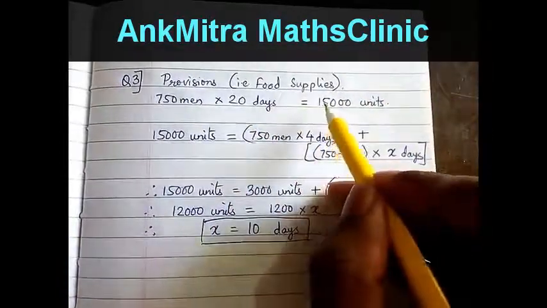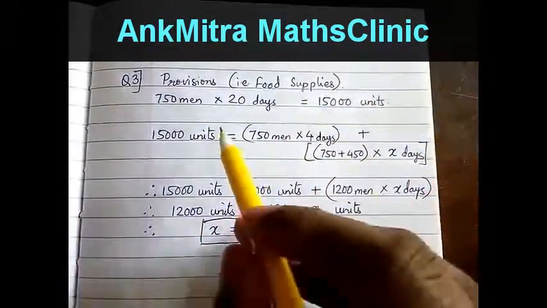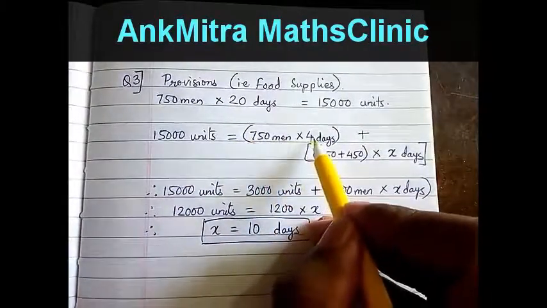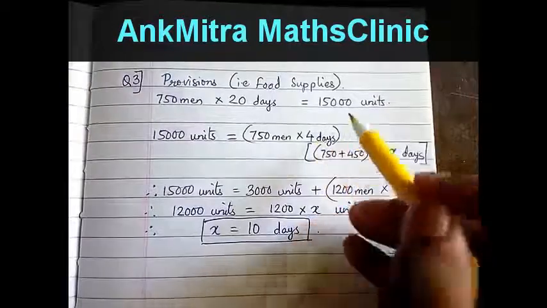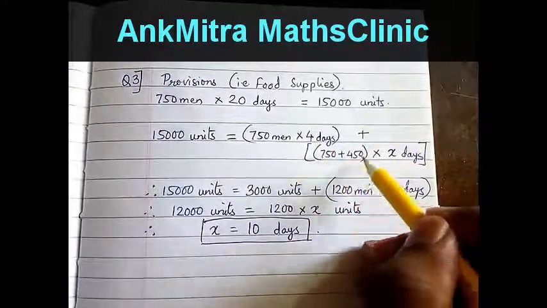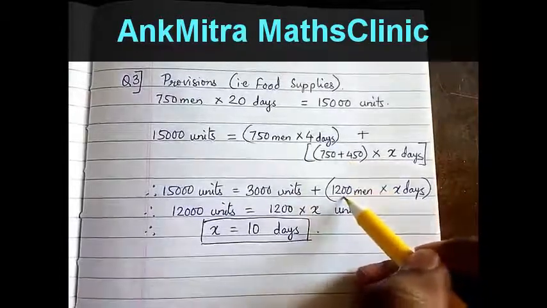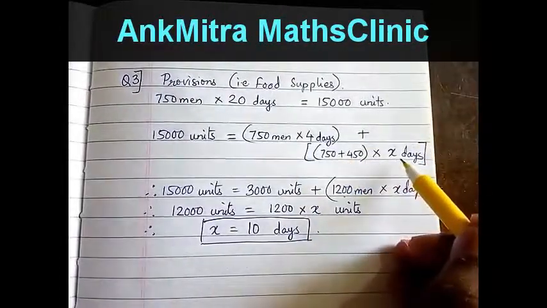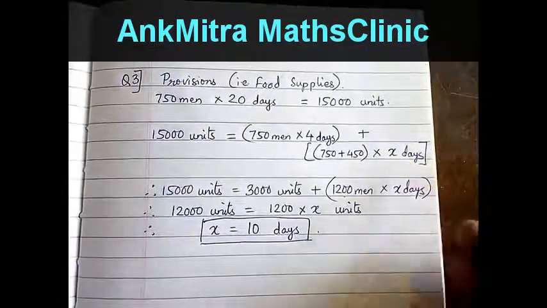Okay, now this quantity of food is consumed by 750 men for the first 4 days, and after 4 days another 450 men join them, taking the total number of men to 1200, and this quantity will be sufficient for how many days is the question that they have asked.